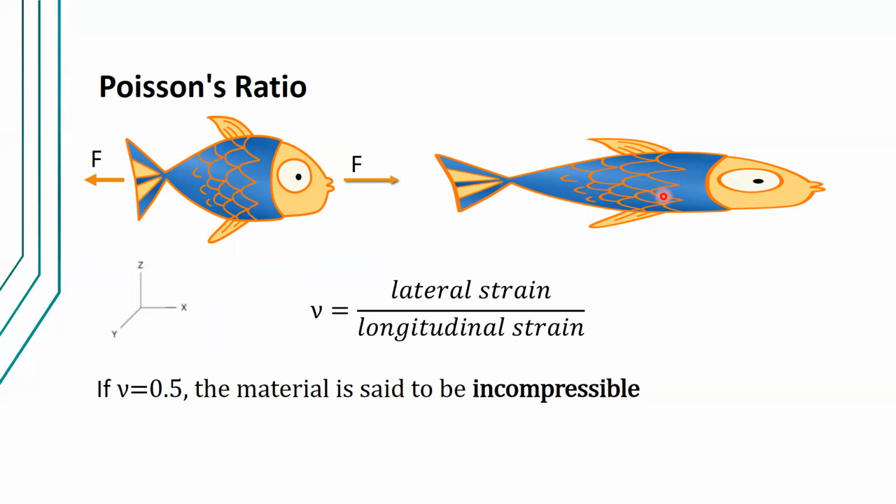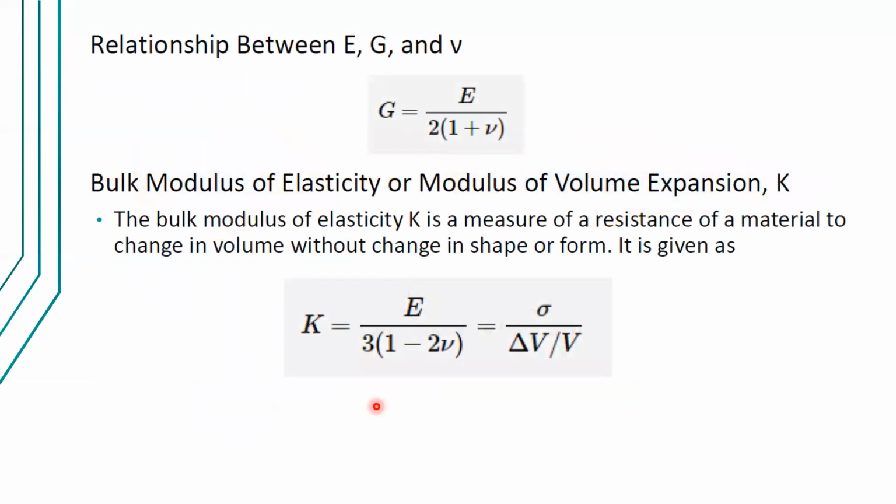So, the ratio of that lateral strain and the longitudinal strain is what we call your Poisson's ratio. Okay? And if the Poisson's ratio is equal to 0.5, exactly, no, the material is said to be incompressible. Okay? And since we know how Poisson's ratio is computed, we can actually derive the relationship between the Young's modulus, the shear modulus, and the Poisson's ratio. So if you know your Young's modulus and Poisson's ratio, okay, you will be able to calculate the shear modulus like that using this equation.